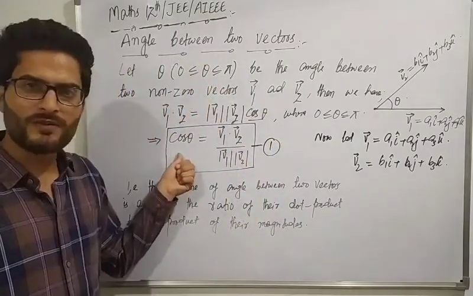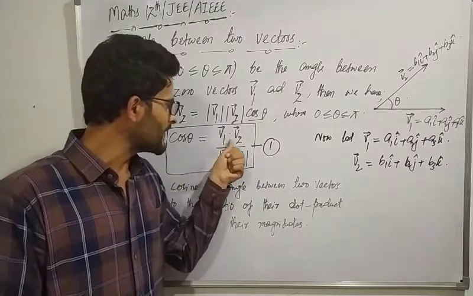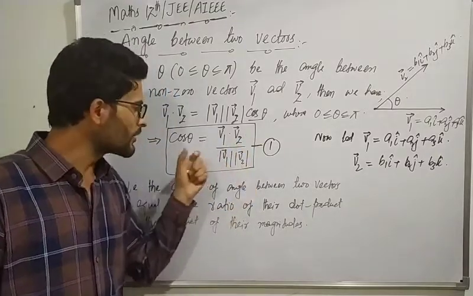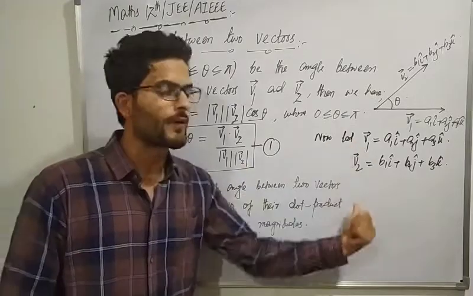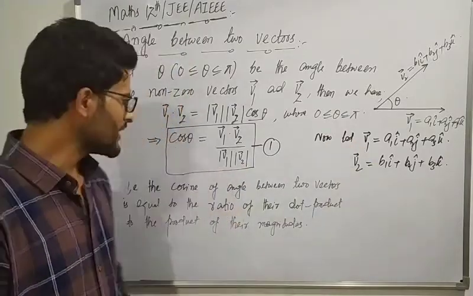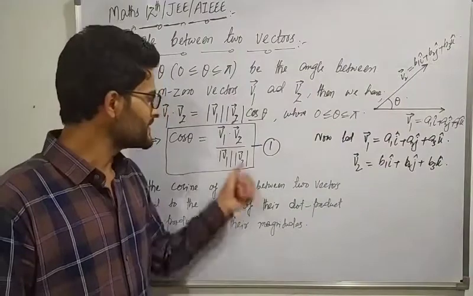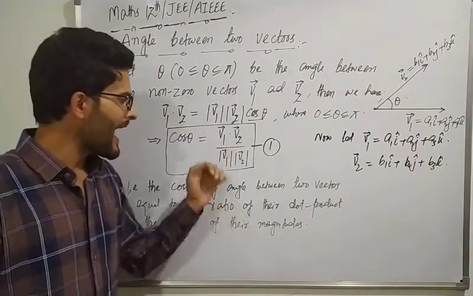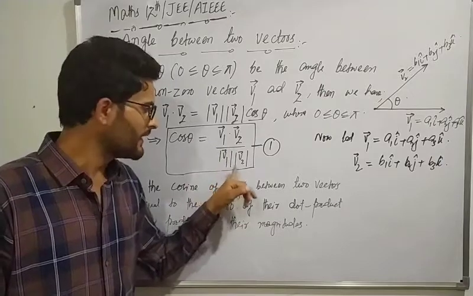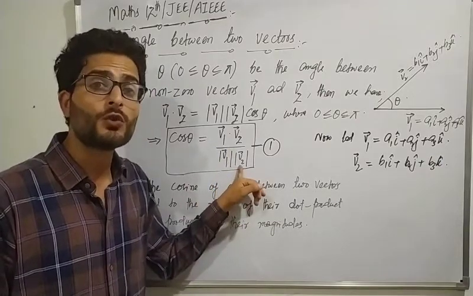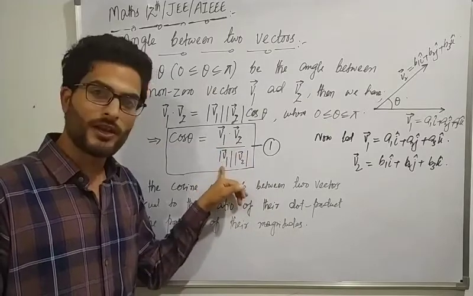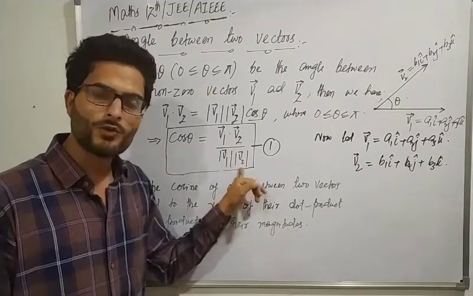So in that expression first, we have cos theta is equal to v1 dot v2 divided by magnitude of v1, magnitude of v2. So in order to find the cosine of angle between these two vectors v1 and v2, you need three things. One is v1 dot v2, and another is magnitude of v1 into magnitude of v2. So you need to calculate three things. First v1 dot v2, after then magnitude of v1, after then magnitude of v2.